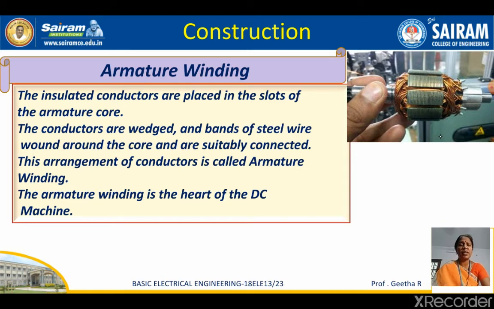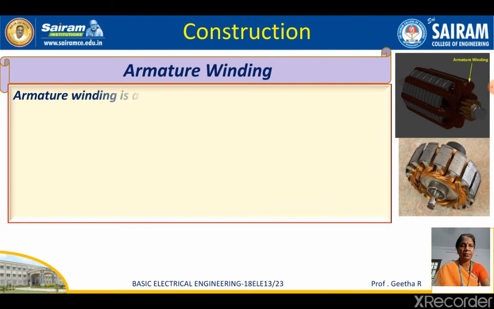Whenever a coil is rotated inside a magnetic field, current will be produced. EMF will be induced in the coil. When it is connected to the load, current will start flowing through the load. So the armature is the heart of the DC machine.